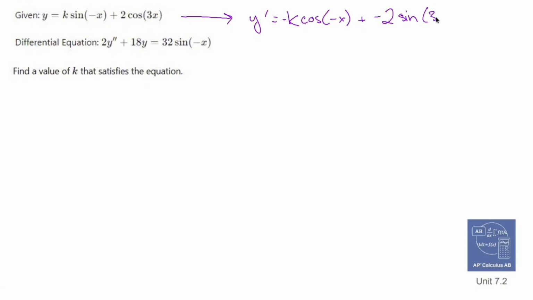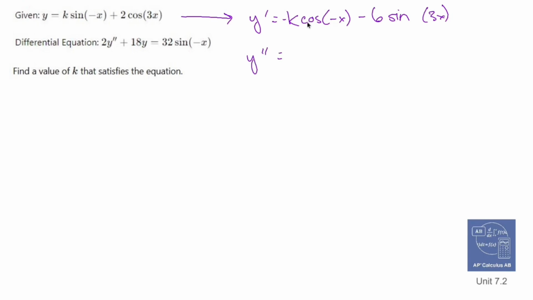Keep 3x there, but then multiply everything by 3, so that negative 2 becomes negative 6. So I will write that all there. So we've got minus 6 sine 3x. All right, let's do it again.